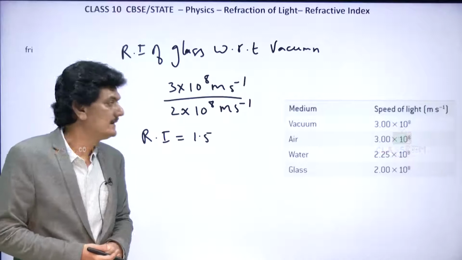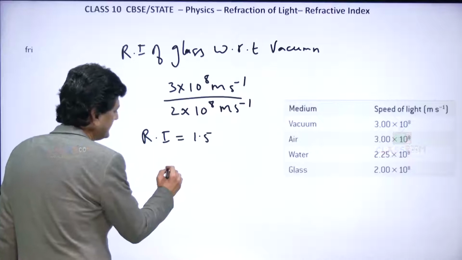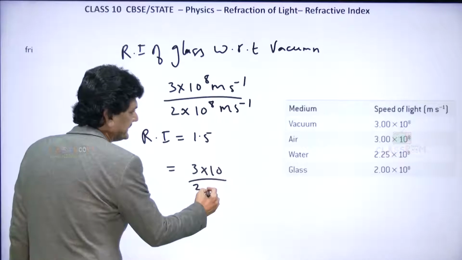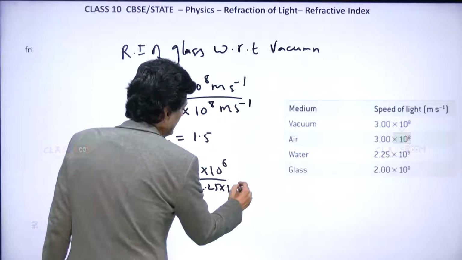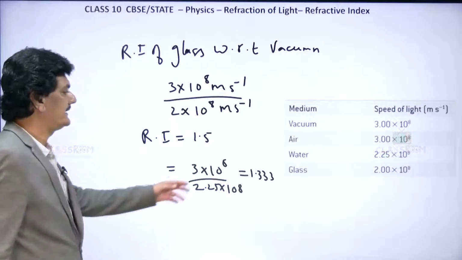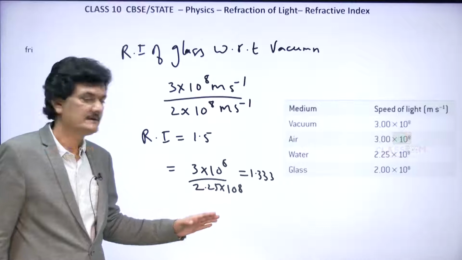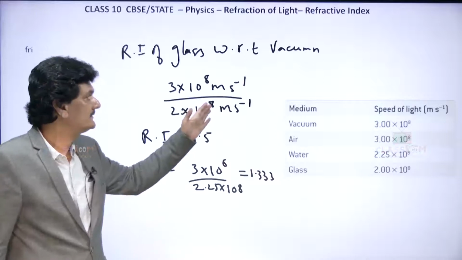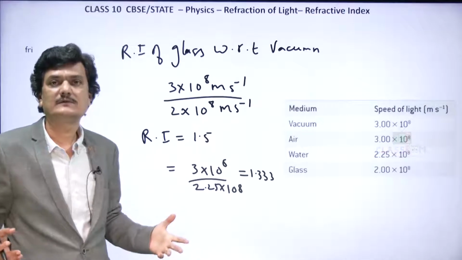Now, if we want to find out the refractive index of water, then for water it will be 3 into 10 to the power of 8 divided by 2.25 into 10 to the power of 8, and this comes out to be 1.333. So, the refractive index of water is 1.333, means what? The velocity of light in water is 1.333 times less than the velocity of light in vacuum. It tells how much slower the velocity is.